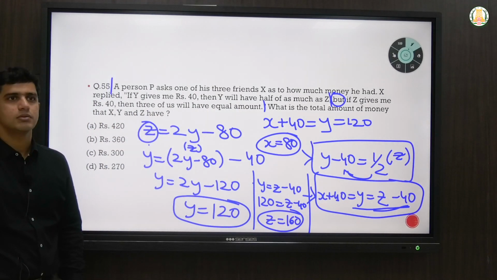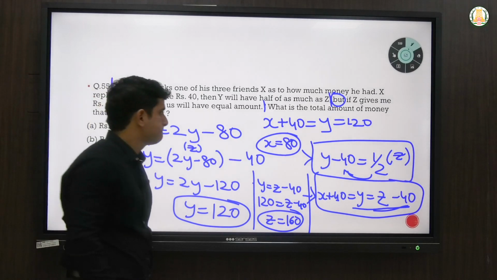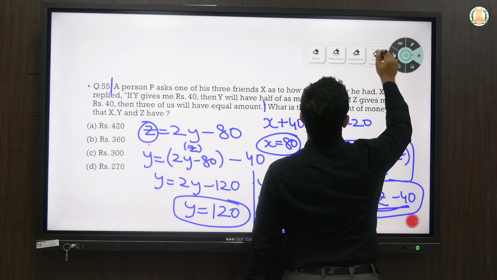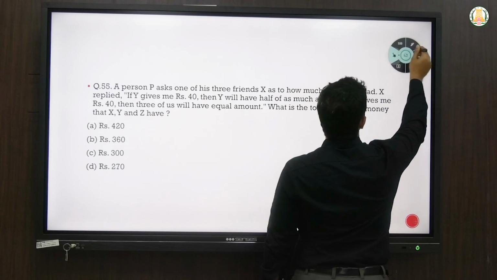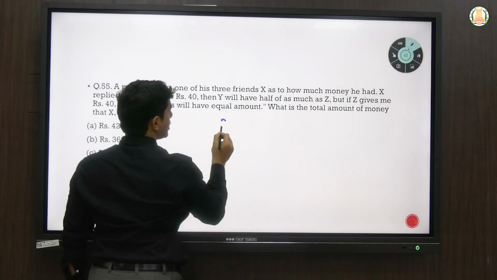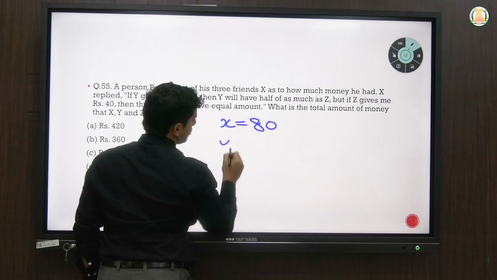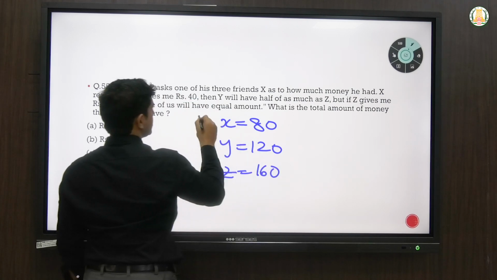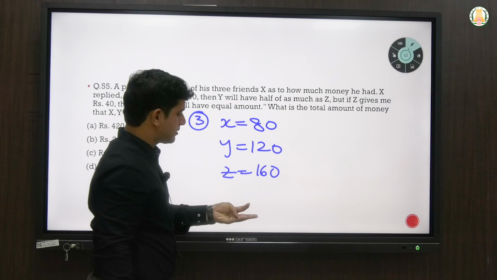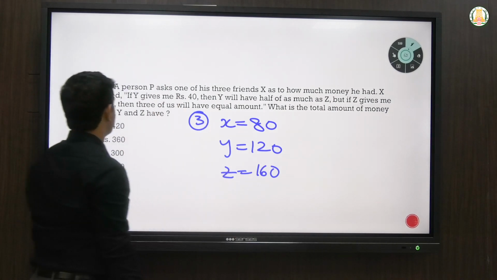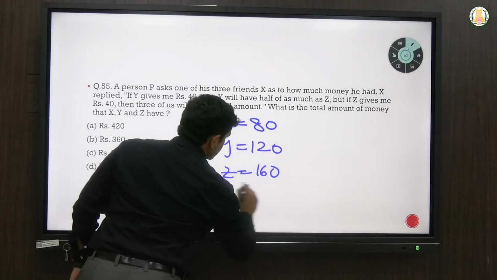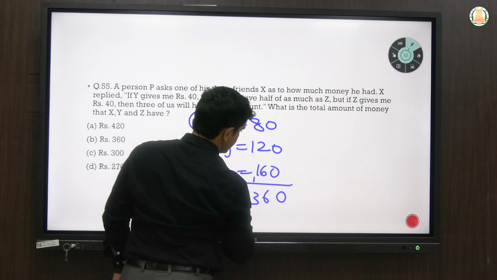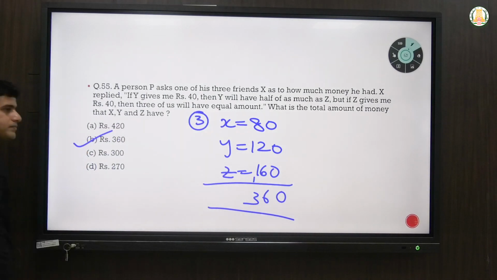Okay. Any doubts? Any confusions? Okay. So now we know X equal to 80, Y equal to 120 and Z equal to 160. So this was the third step. First step assume, second step find the relations, third step get the answers. Now what is he saying? What is the total amount of money? So add it. You will get 360. So your answer will be B. Okay.